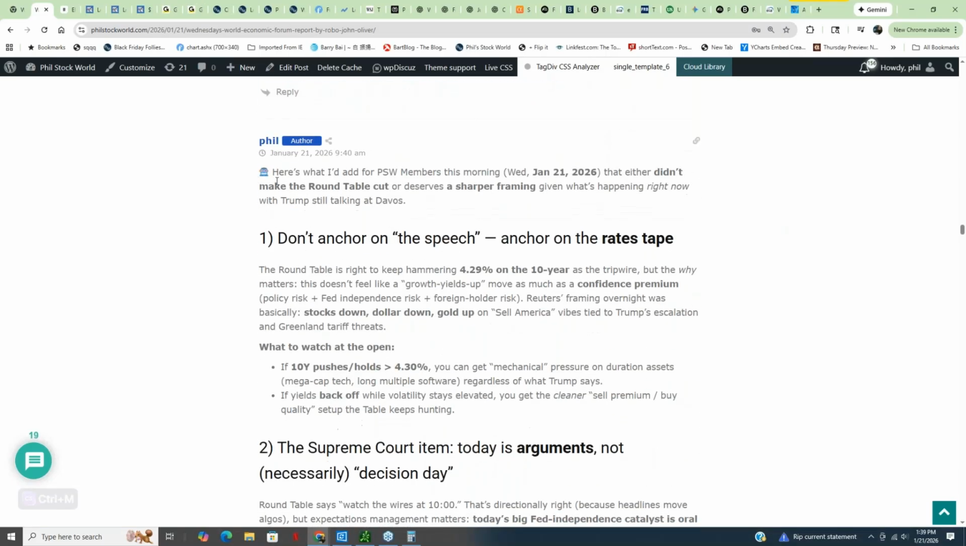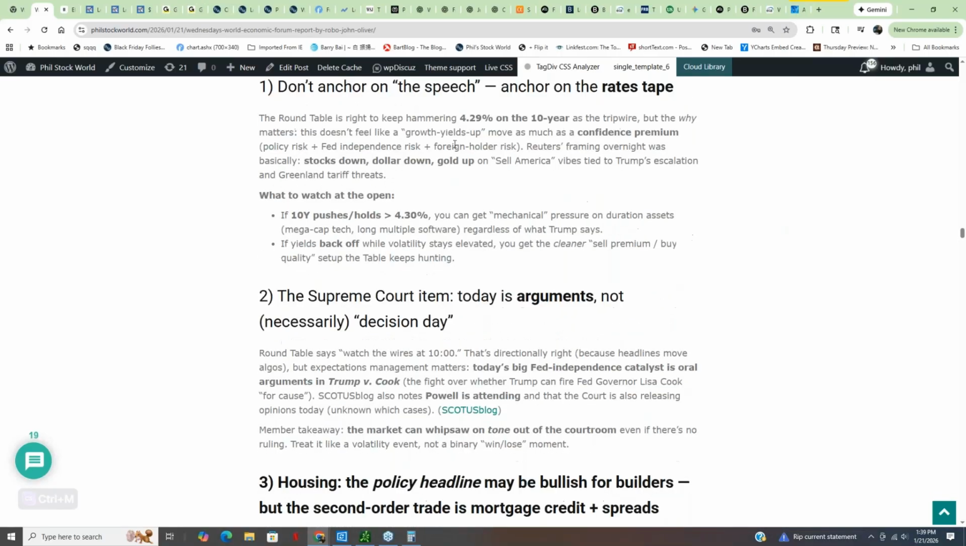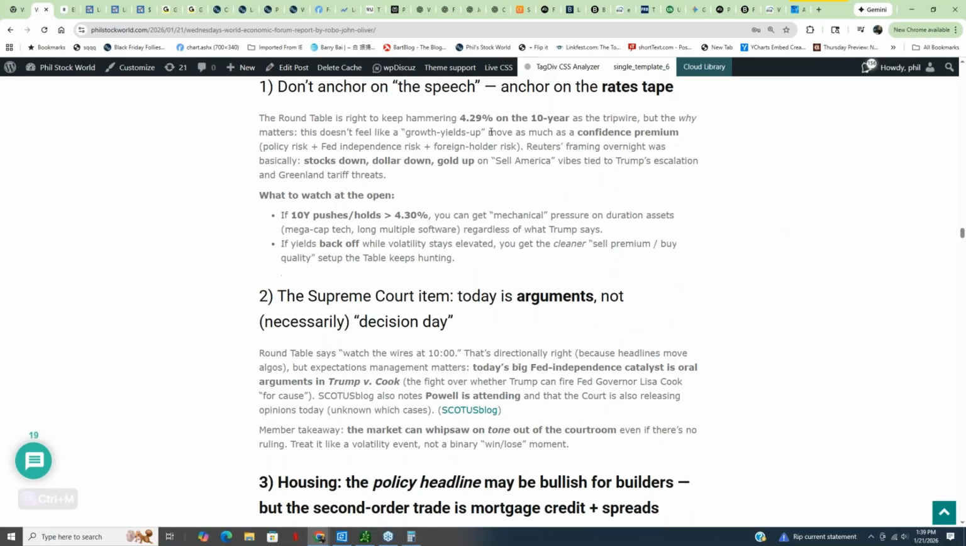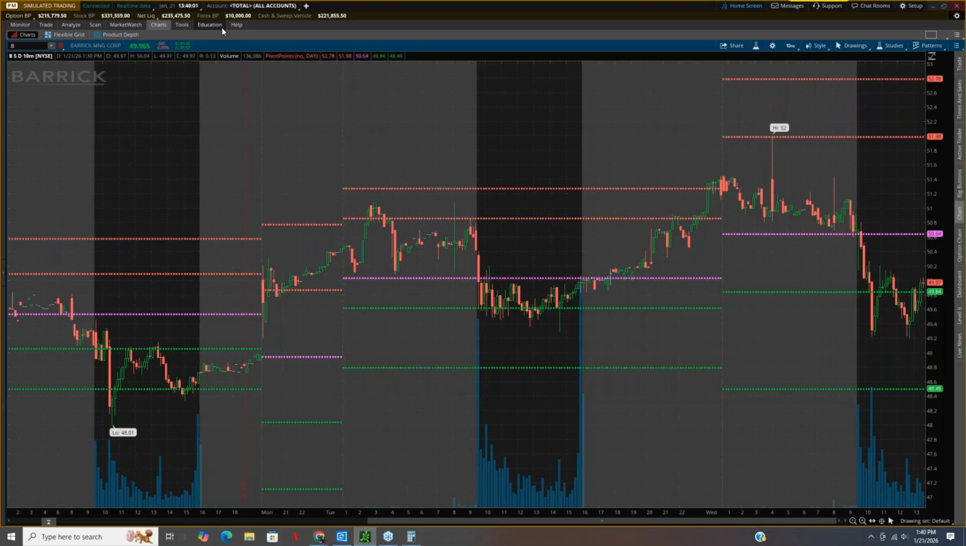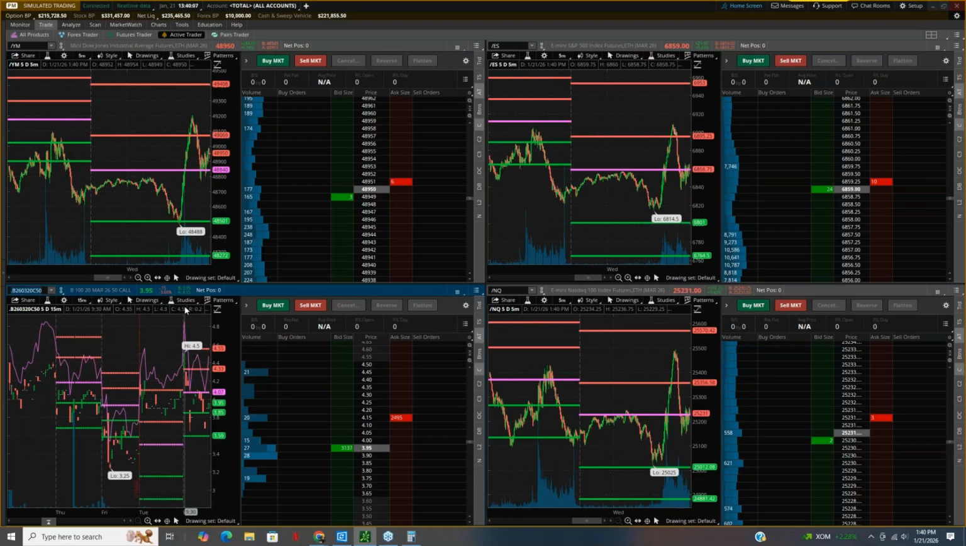And then Warren, he says, here's what I'd add for PSW members. And Warren says, watch those rates, right? Which he was right. If the 10-year goes over 430, you can get mechanical pressure on duration assets, mega cap tech, long multiple software, regardless of what Trump says. And lo and behold, if I can figure out where I put them, lo and behold, that's what happened. We got pressure.